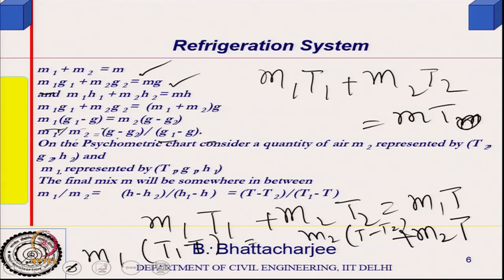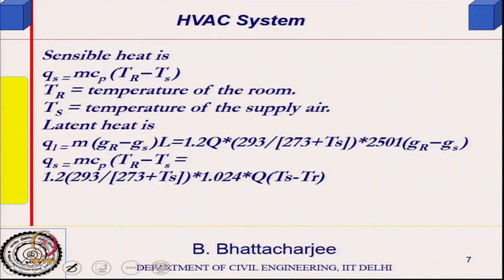So, okay, that is number one. Number two is, as I said, sensible heat removal is given by mass flow rate into specific heat into room temperature minus supply temperature, and latent heat removal is the same mass flow rate into Gr minus Gs into latent heat.